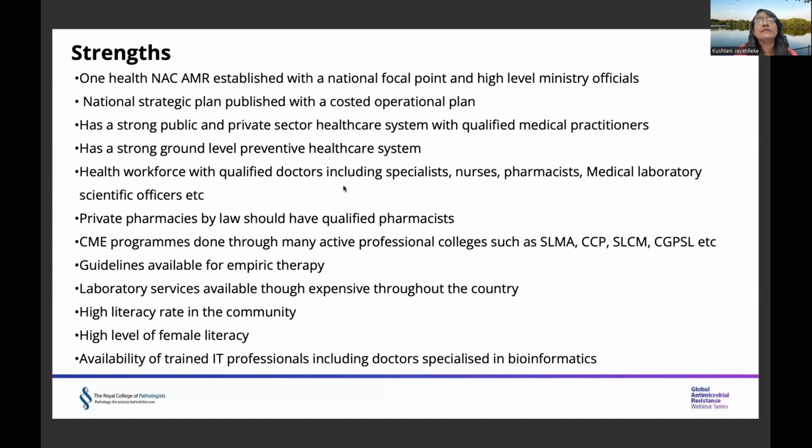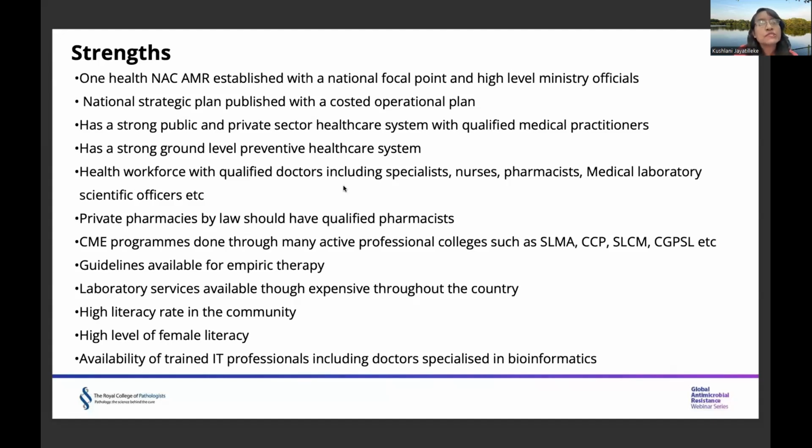The National Strategic Plan was published with a costed operational plan, and public and private sector healthcare has qualified medical practitioners, and a strong ground-level preventive healthcare system is in place, with qualified doctors, specialists, nurses, pharmacists, and MLTs available. And private pharmacies by law should be run by a qualified pharmacist.